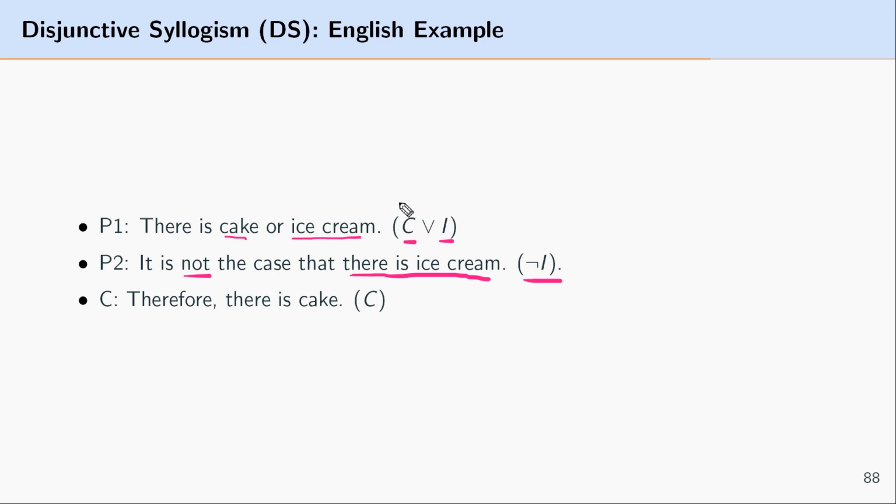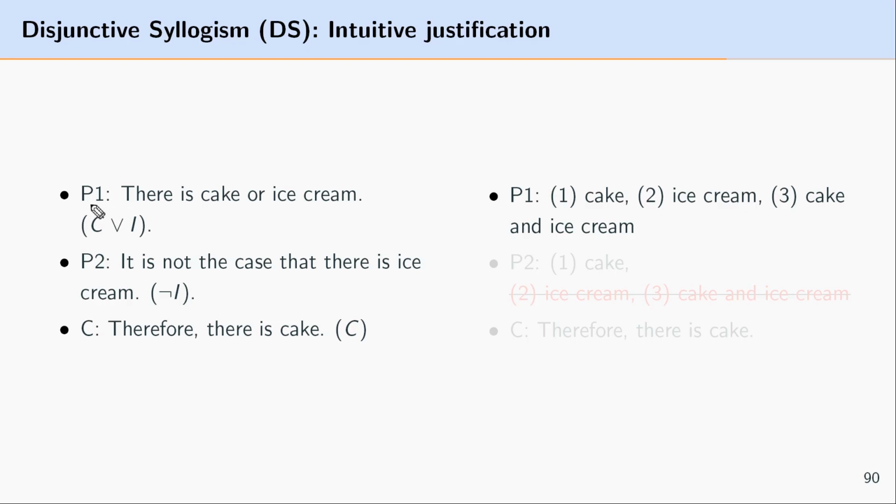And so notice that we have a disjunction at line 1, and at line 2, we have the negation of the right disjunct. This allows us to reason to there is cake at the party, which is the left disjunct, C. Let's look at this last example in a little bit more detail. Let's start with premise 1.